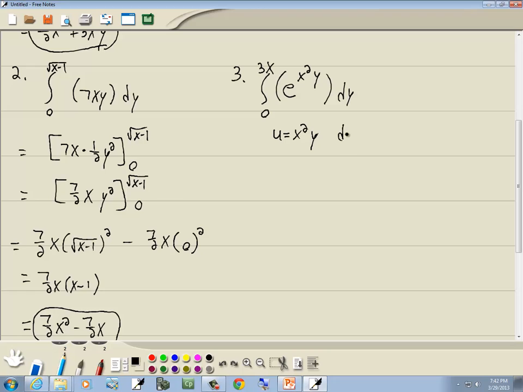Okay, so then I take the derivative of that. And taking the derivative of that with respect to y, the x squared is a constant, so the derivative of y is 1. So this just gives us x squared dy.